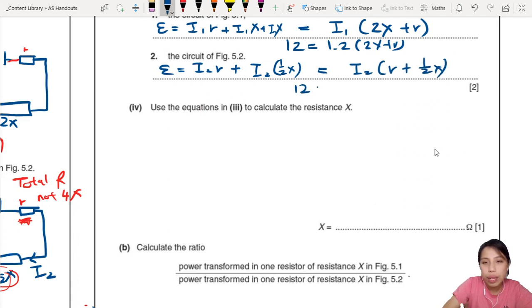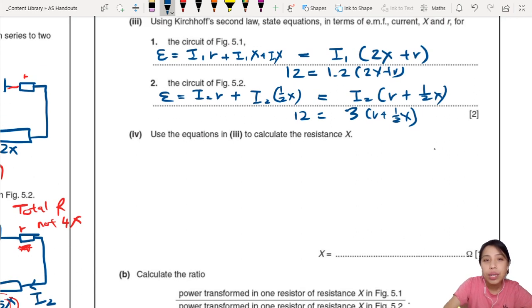Which you can simplify to be I2 (R plus half X). Or you can write the values in: I think this is 3 amps, times (R plus half X). So give yourself a check mark if you got that right. One mark each only. So this one is A1.